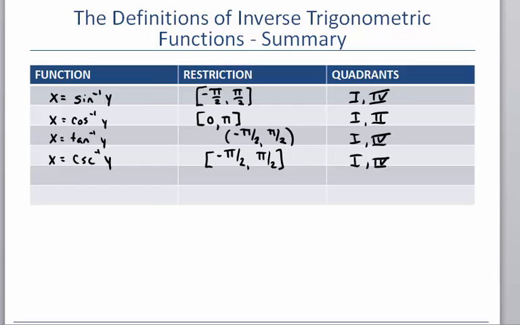Similarly, when we go to our secant inverse function, remember that secant and cosine line up. And so our inverse secant function will have the same restriction and the same quadrants as the inverse cosine. So 0 to pi and quadrant 1 or quadrant 2.